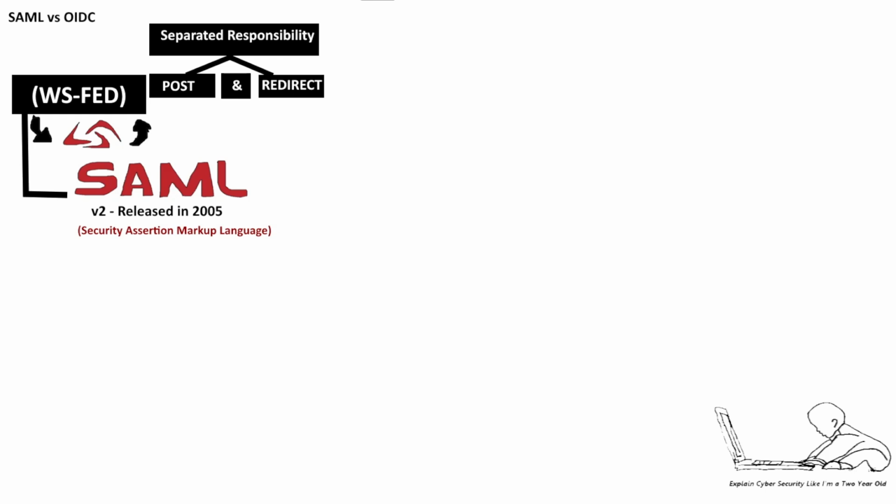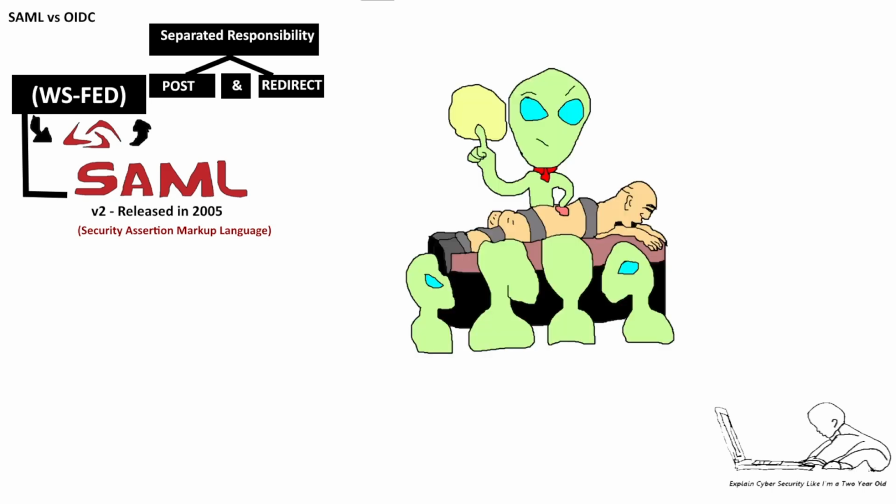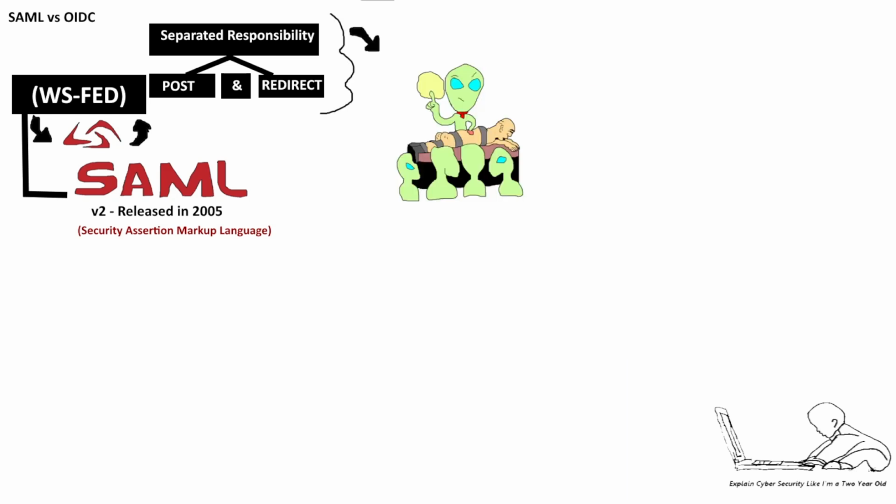And to understand this, let's probe a little deeper. Just look at that probing. Oh yeah. Now, some important separated responsibility roles that the WS-Fed brought into play was the IDP, the Identity Provider. And simply put, the Identity Provider is the entity that performs the authentication.